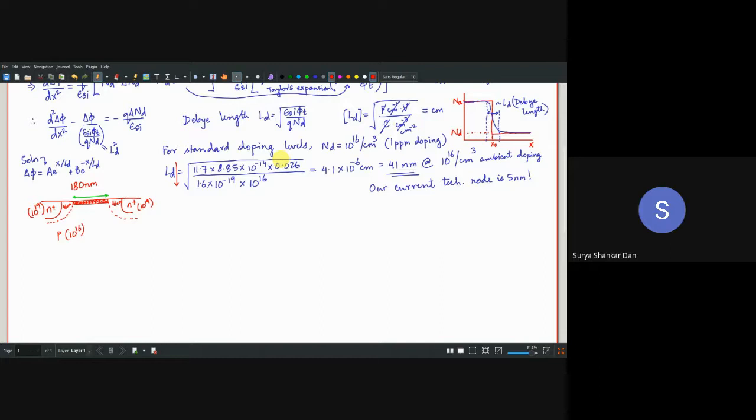So what can we do? We can reduce the Debye length. Where will you reduce it? Only this ND is the factor which you have in your hand. Epsilon Si, phi t, and q, they are all constants. So the only way you can do it is to increase the doping concentration.